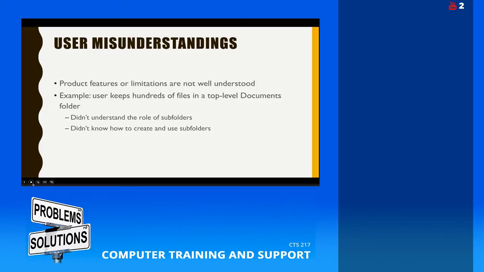User misunderstandings are when product features or the limitations of products are not well understood. So the example here is when a user keeps hundreds of files in a top-level documents folder. So they don't have subfolders, or they don't know how to create and use subfolders. One, that's going to make life a little harder on them because they're going to have a tougher time finding what they need. But two, when it comes to file system management and the way Windows catalogs everything, that's going to kind of slow things down.